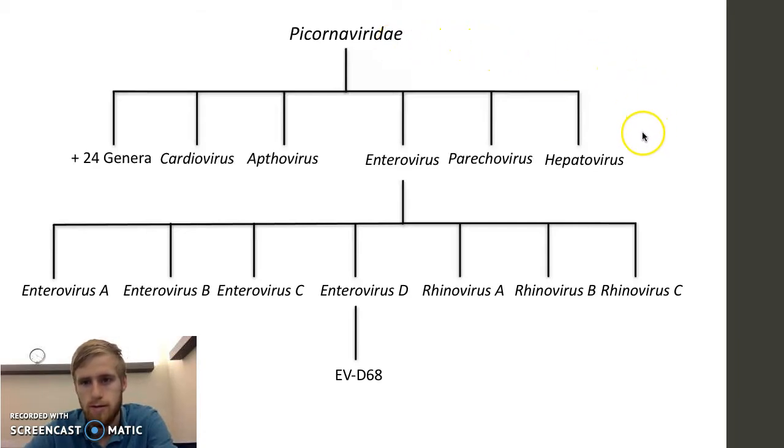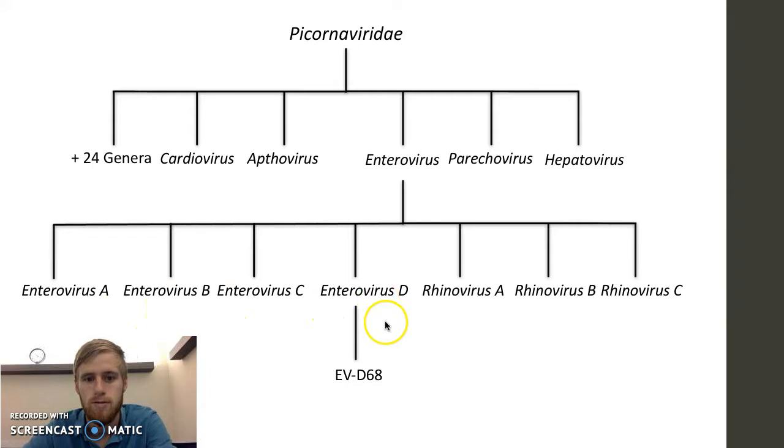Among this family are many genuses that include viruses such as the hepatovirus genus, which contains hepatitis A, which we have seen in class already. And then the genus of my disease is the Enterovirus genus. It contains 7 different species, plus some animal species that I haven't put on here. These species are the rhinoviruses A, B, and C, and then the enteroviruses A through D.